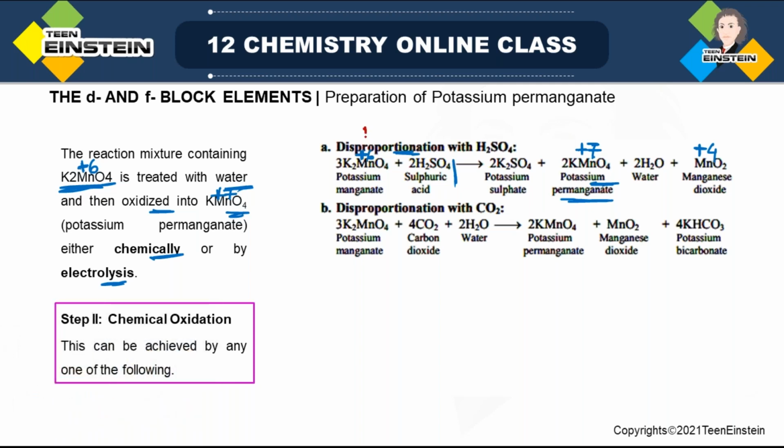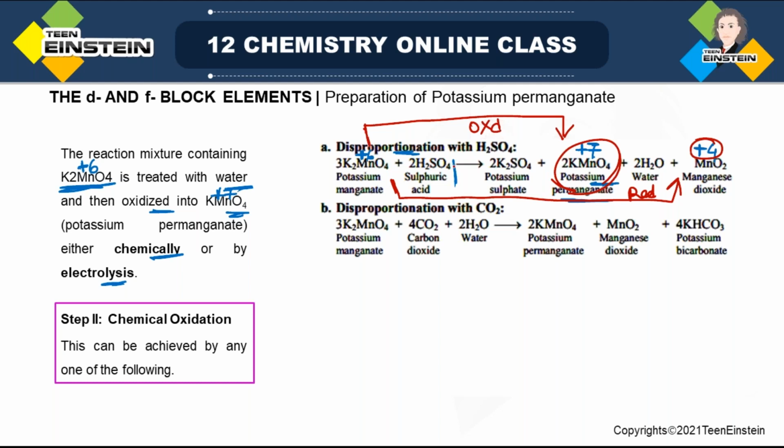If you consider conversion of K2MnO4 to KMnO4, it is +6 to +7, so it is oxidation. But if you consider +6 to this one, now from +6 you are having +4. So this is gain of electron, and that is why it is reduction. So this type of reaction is known as disproportionation. But we are interested in this compound. Okay.